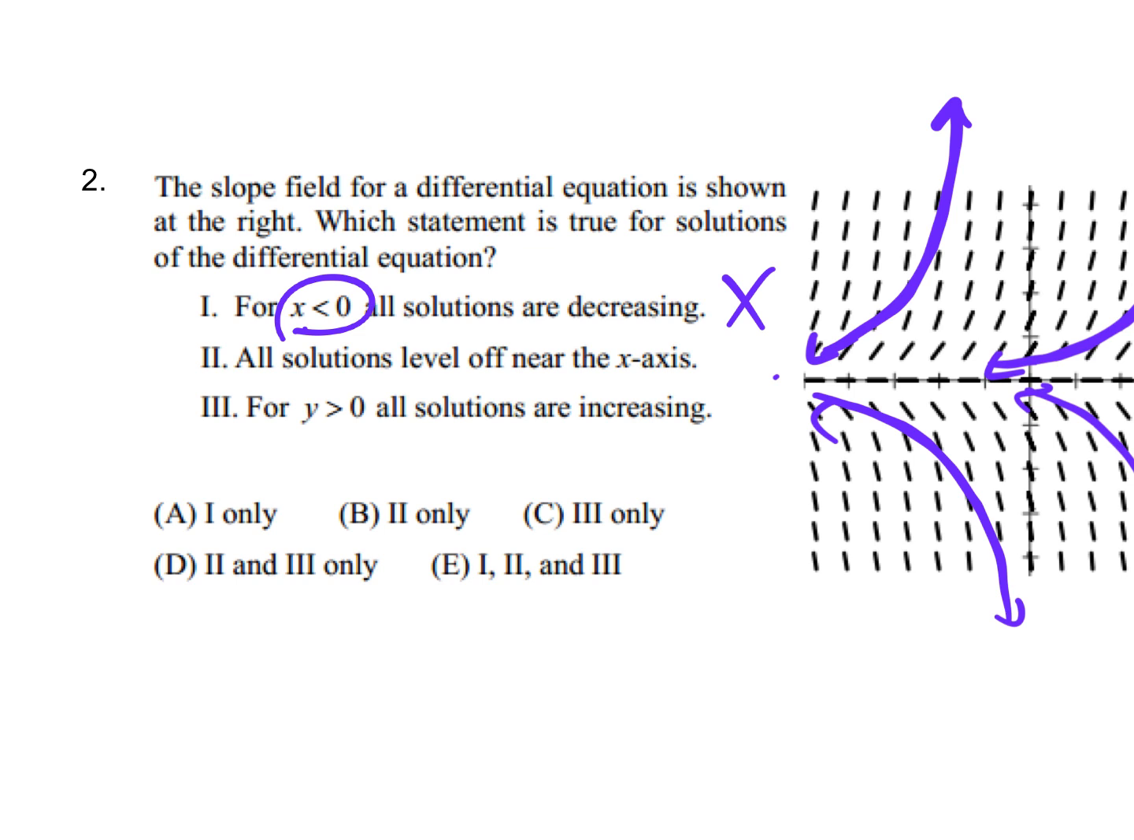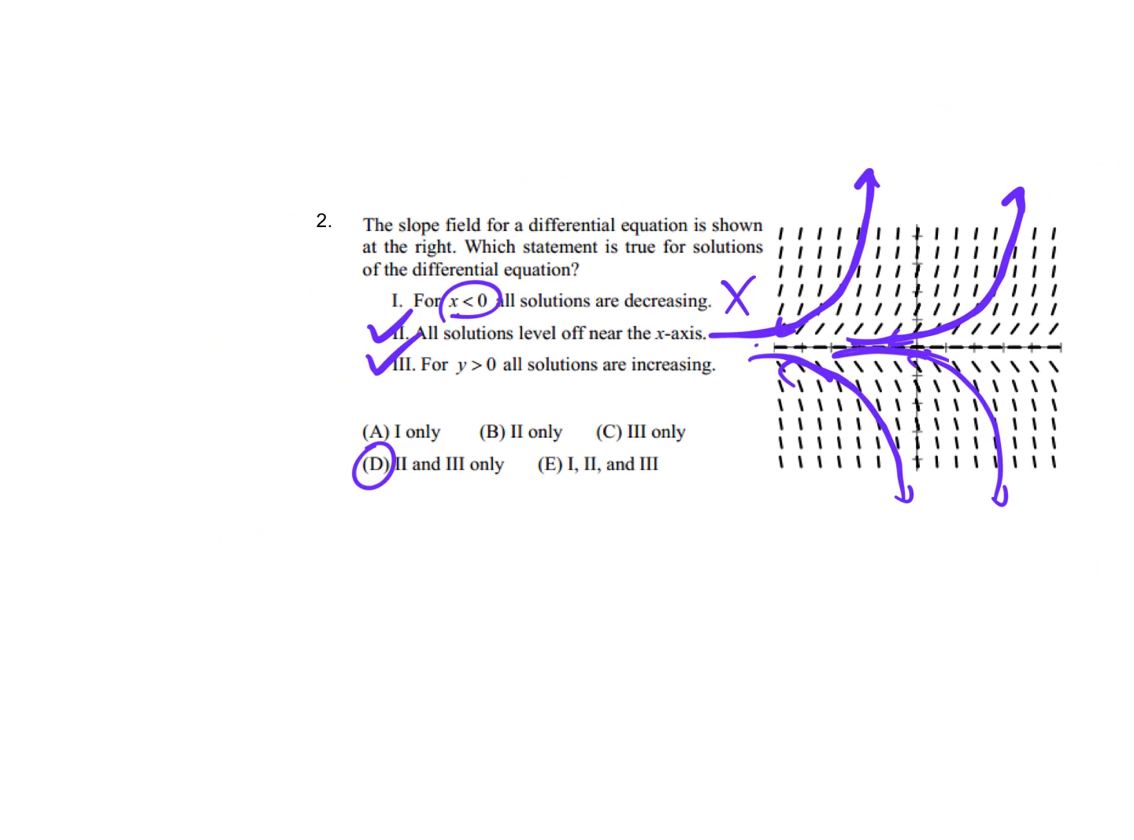All solutions level off near the x-axis. Yeah, all of these are going to level off here. You can't go past those because it flattens out, right? So this is true. For y is greater than 0, all solutions are increasing. True, false? True. Therefore, 2 and 3 only. Okay. So just being able to draw in possibilities and level off, do stuff like that. That's all we're really doing.